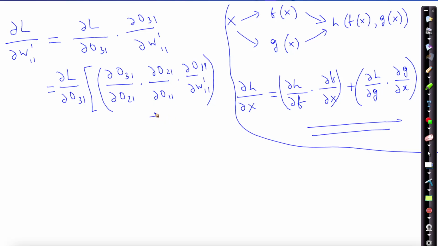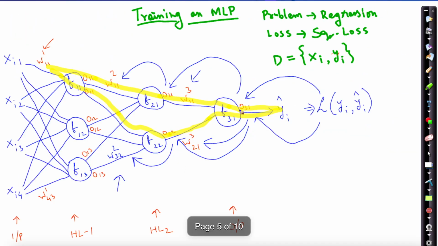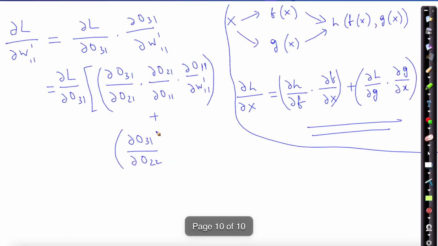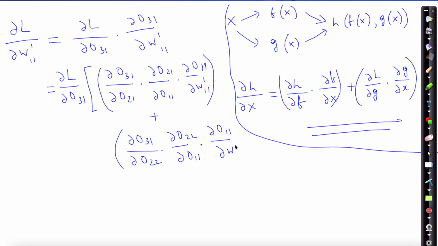Okay, this one plus we have another path. What is the another path? Another path is nothing but derivative of O31 with respect to O22, isn't it? Just check here. O31 with respect to O22, O22 with respect to O11, O22 with respect to O11, and O11 with respect to W111, right? So this is how you can find out the weights here. You can find out these derivatives.